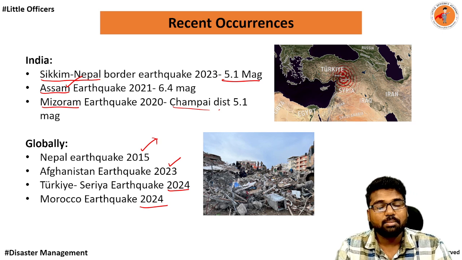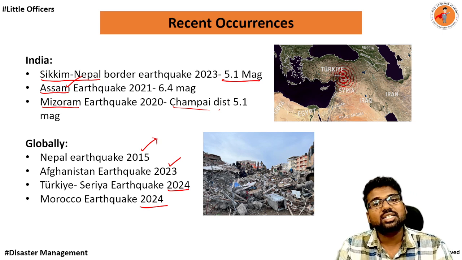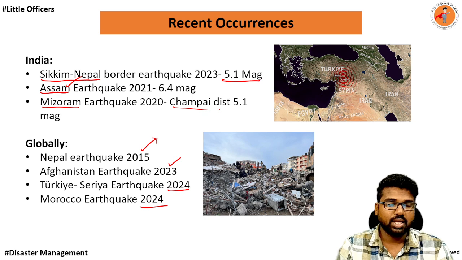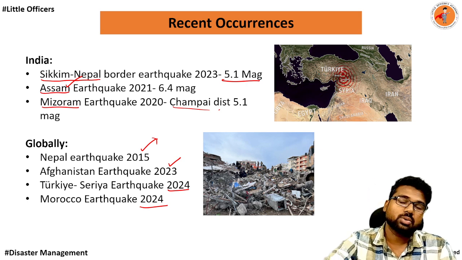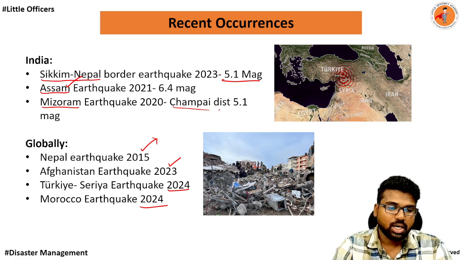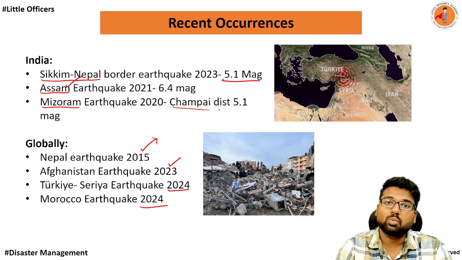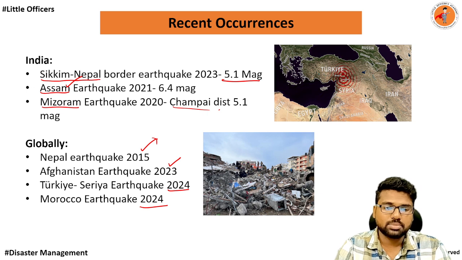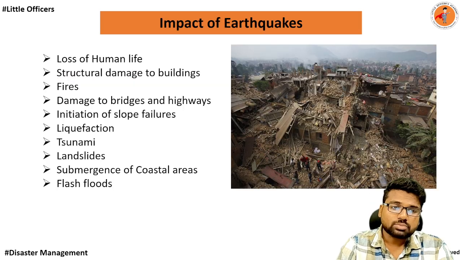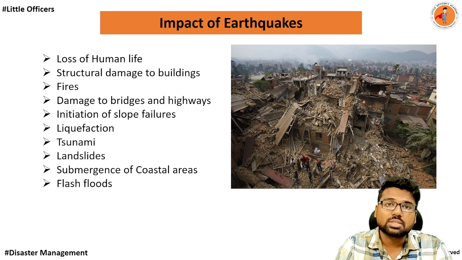Sometimes they might even ask event-specific causes. Let's say if we are talking about the Bhuj 2001 earthquake, they would ask what triggered it, or if we are talking about the Morocco earthquake, what triggered it. So event-specific causes can also be asked. So simply, when you are reading the newspaper, when you are covering it, just cover what triggered what. Now, what are the consequences or impacts of earthquakes?